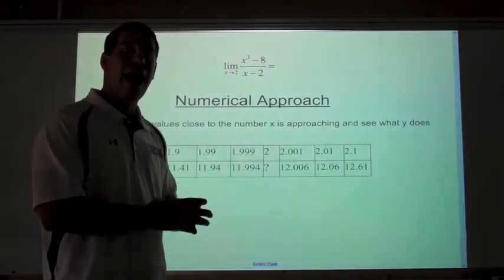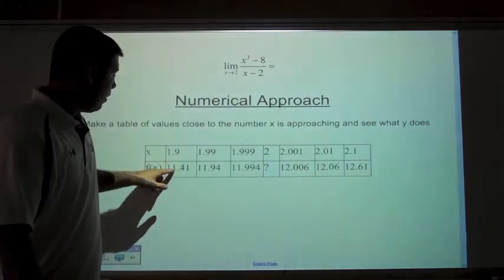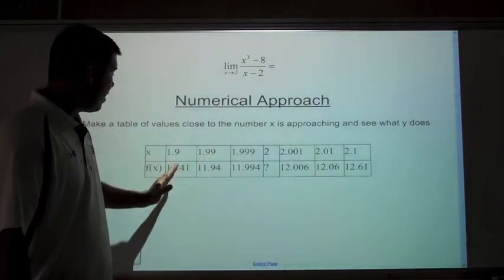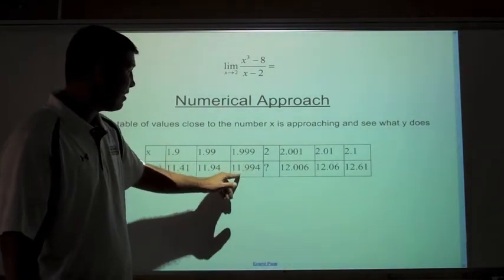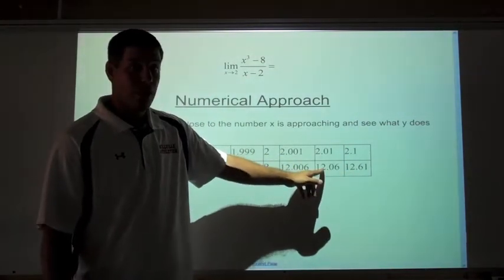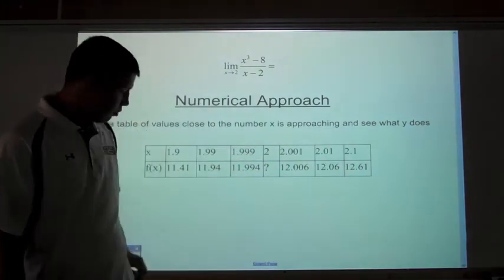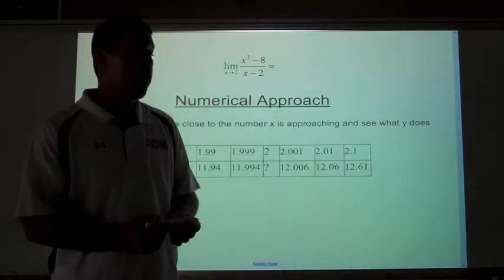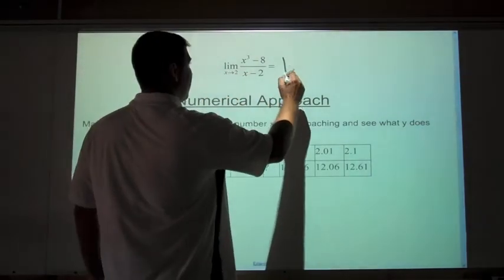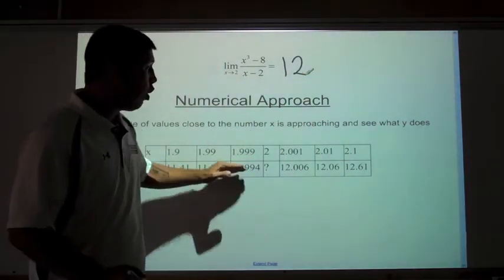Now we want to see what the y value is as we get closer and closer to 2. At 1.9, you get 11.4, 11.94, 11.994. So these y values are getting closer and closer, it seems, to 12. From the right side, 12.6, 12.06, 12.006. From the right side, they're also getting closer and closer to 12. So through a numerical approach, we say the limit of this function as x approaches 2 equals 12. The y value is getting closer and closer to 12.